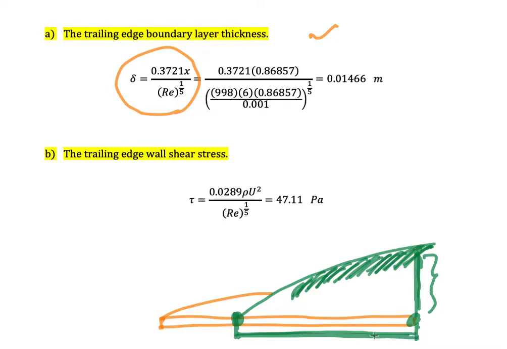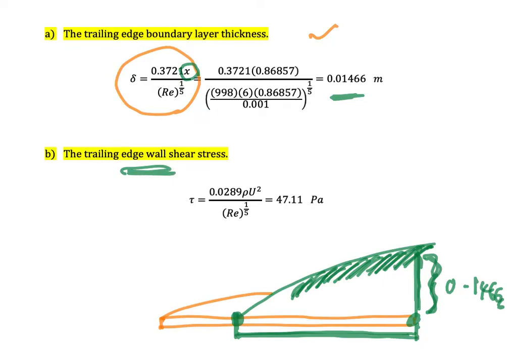We substitute into this x, and we found that it is equal to 0.01466 meter. So this boundary layer thickness is equal to 0.01466 meter. And then we can calculate the trailing edge wall shear stress.